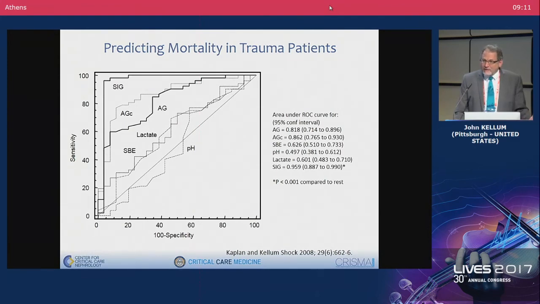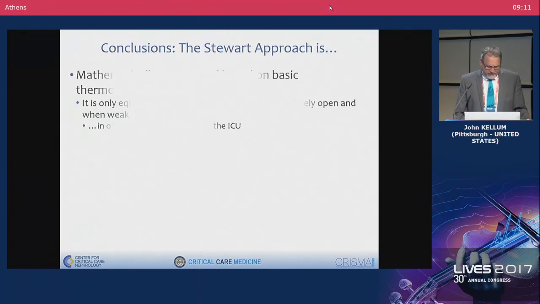So this is in trauma patients who were resuscitated in the emergency department. These are patients who came in with motor vehicle accidents and gunshot wounds in inner city Philadelphia. And Lou Kaplan and I analyzed these data some years ago and showed that strong ion gap was actually a predictor of mortality in a very strong way.